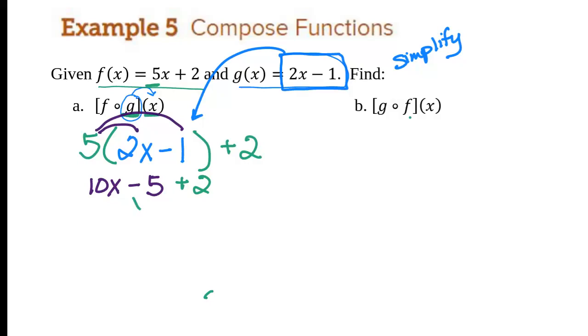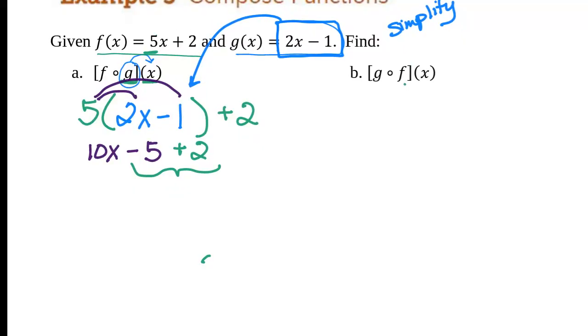Well, here you have your 2 constants. So you are going to combine those like terms, and your final answer is going to be 10x minus 3. And that's your final answer. Okay?